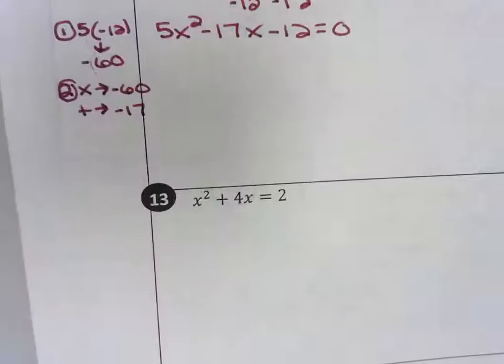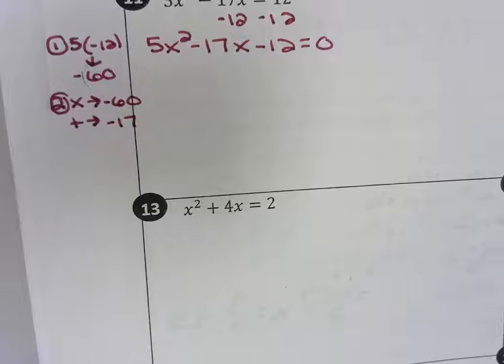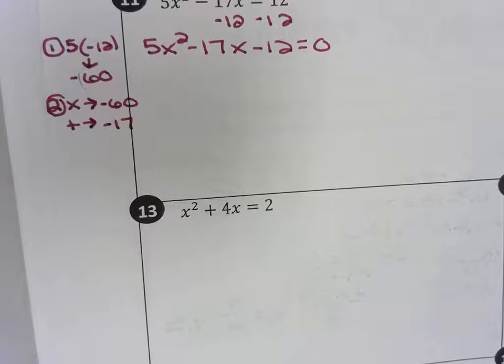So this is how you're going to tell whether you can factor. If you can find two numbers, then you can factor it. If you cannot find two numbers, like the one we did earlier, then you have to do quadratic formula. So are there two numbers that multiply to give me -60 and add to give me -17?